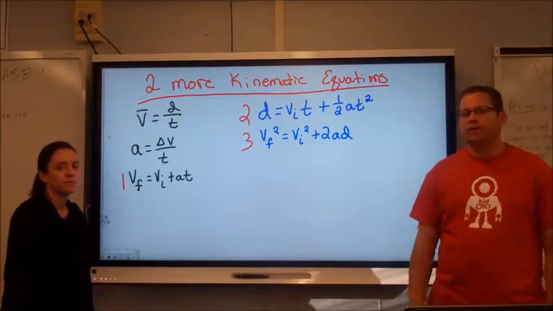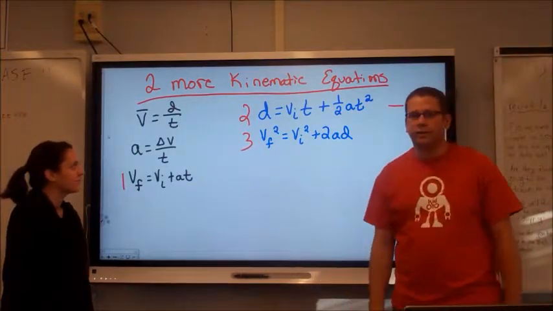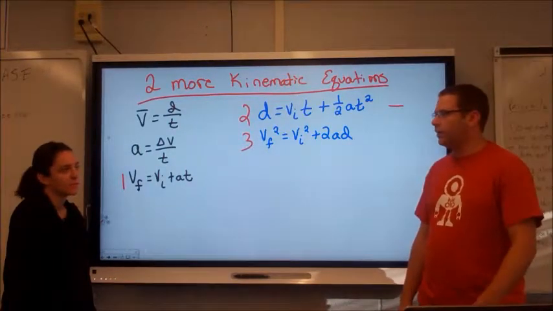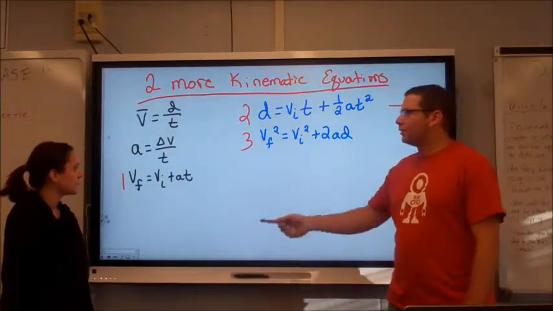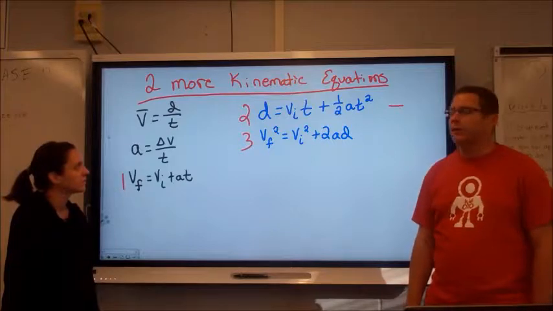Some of them we use more often than others, like number 2 is probably going to be the most often equation that you're going to use. Number 3 you're going to have to use in specific situations, and we'll talk about when that occurs. And number 1 is really the same thing as a equals delta v over t, so that one gets used a lot also.